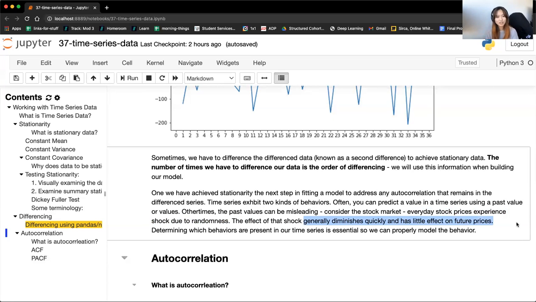And so with these shocks, in some way, you don't really want to incorporate that into your model. You know what I mean? For example, one day Elon Musk says something, and the price of Tesla just shoots up for no reason and goes right back down. You want to ignore that shock. Determining which behaviors are present in our time series consistently is essential so that we can properly model that behavior. That's also why an EDA for this is really, really important. And the more contextual information that you have on your data, the more informed your decisions can be.